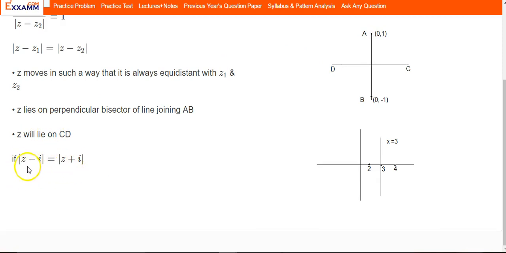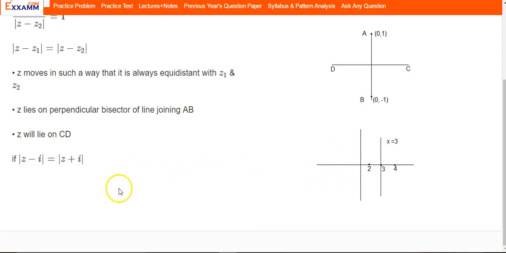If we put z is equal to x plus iy in both the sides, and solve it by squaring, then also we will get the same answer, y is equal to 0. But we don't have that much time in the exam, so whenever we see this kind of relationship, we have to write the answer directly.